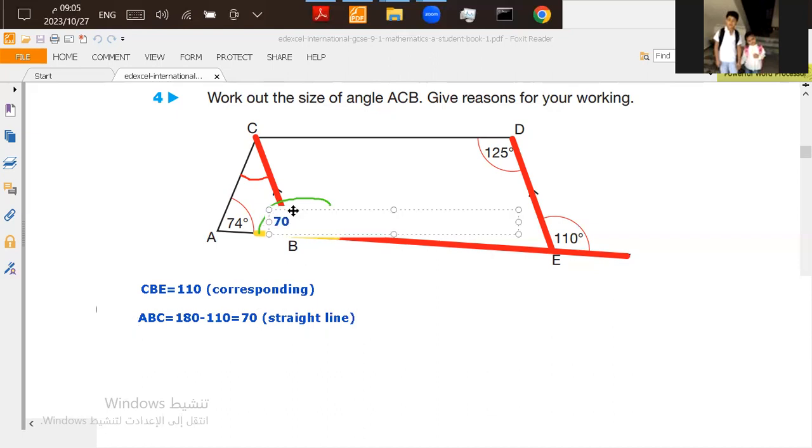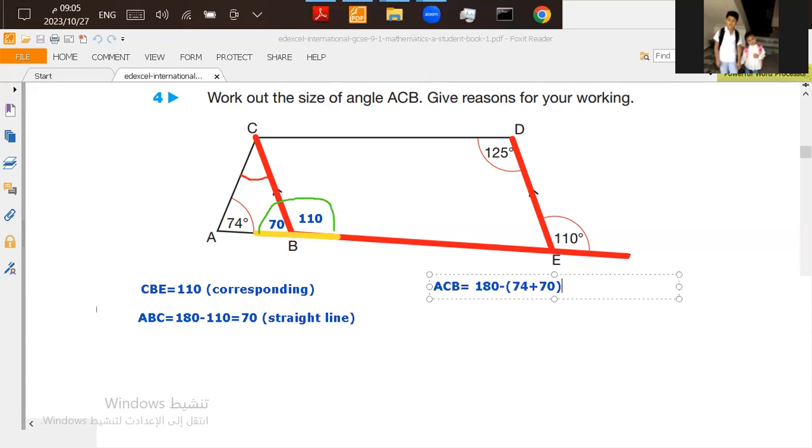Now, after finding this angle, I have two angles inside the triangle, and I'm missing one here. So I can add them and subtract them from 180. يعني نجمعهم وننقصهم من 180 تطلع لي ACB. معناها نقول له ACB equals 180 minus these angles together اللي هي 74 plus 70, and I will get the answer for ACB.